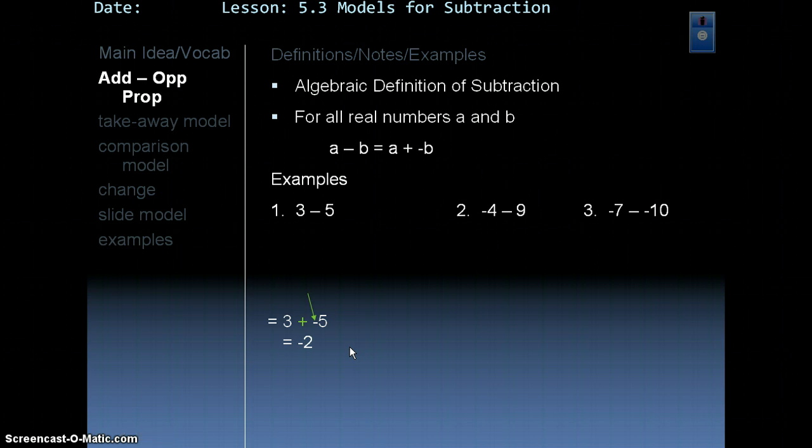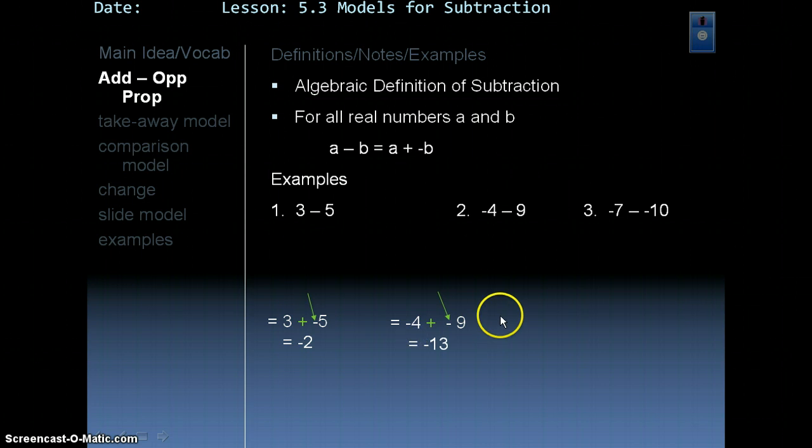Number 2 here, our subtraction is going to reapply itself as an addition, and then the subtraction will apply to the next number as a negative. So this 9 minus 9 became a negative 9, which we all know to be negative 13.